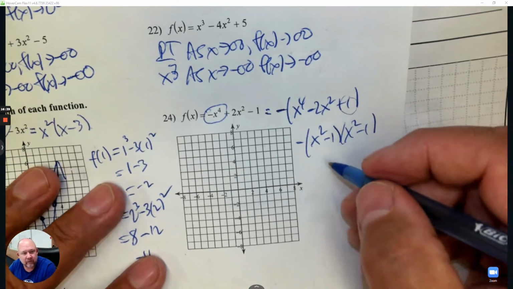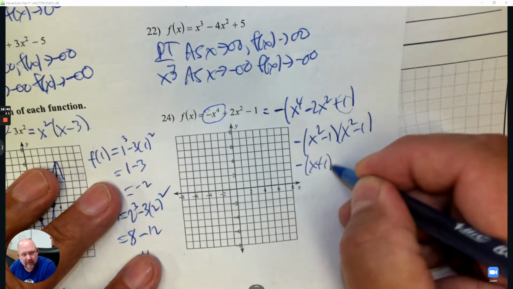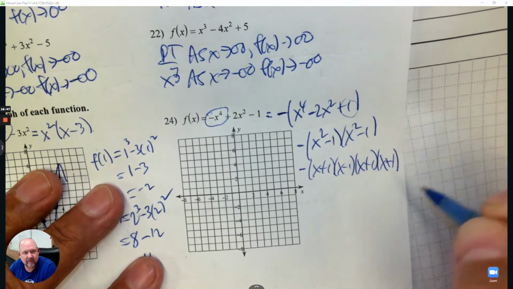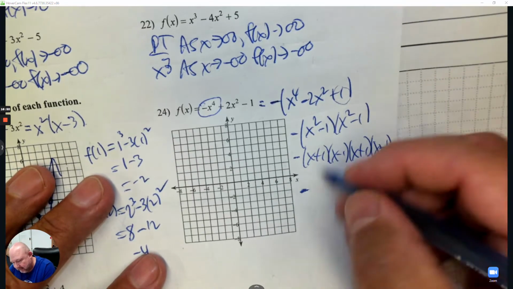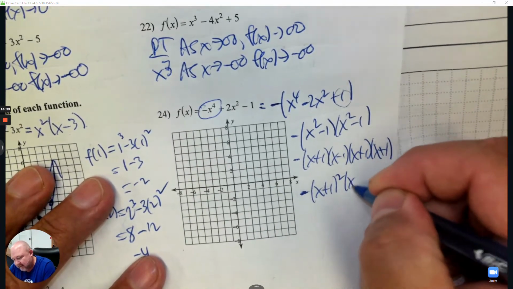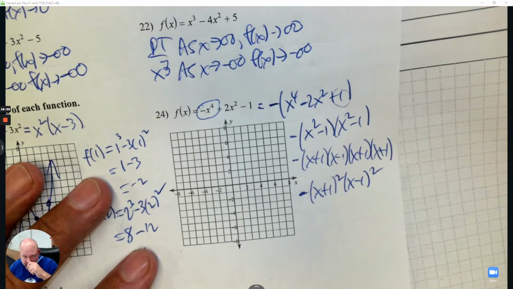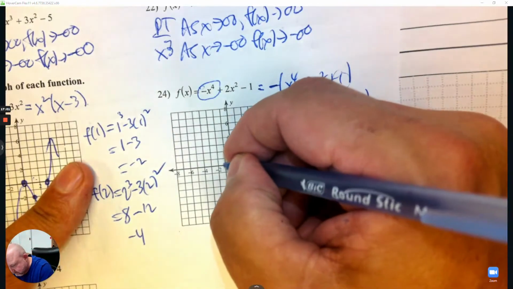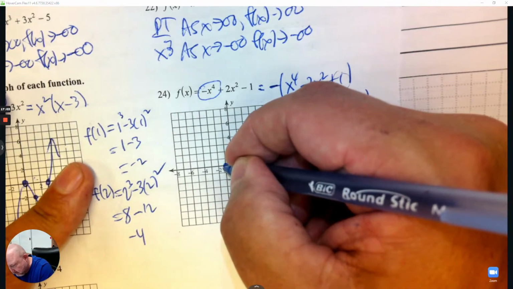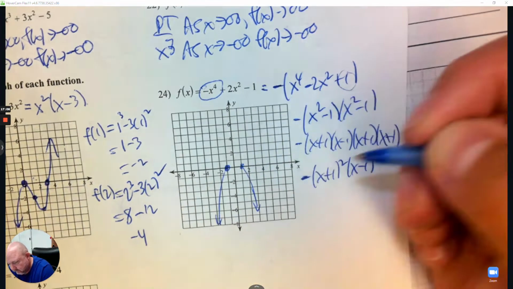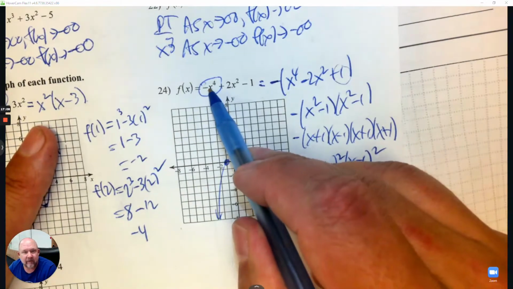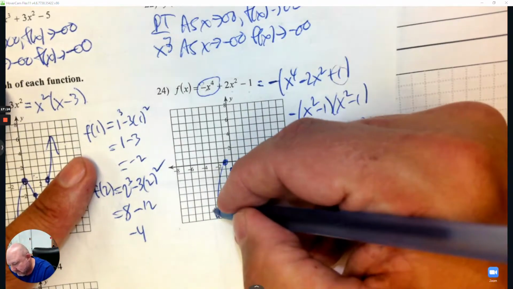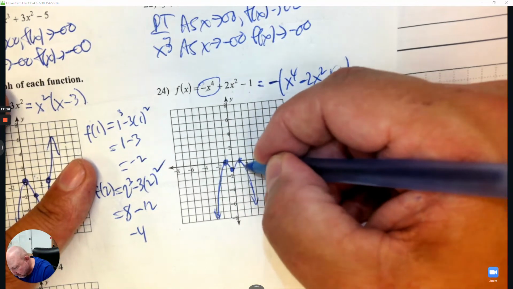And then this is a difference of squares. So x plus 1, x minus 1, x plus 1, x minus 1. And then match them up. So I have x plus 1 squared. I have x minus 1 squared. So what are my zeros? So it's at negative 1 and positive 1. I know both ends go down. If I plug in 0 for x, the y-intercept is at negative 1, and I'm going to use that as a turning point. And then I connect the points together, and I've drawn my graph.